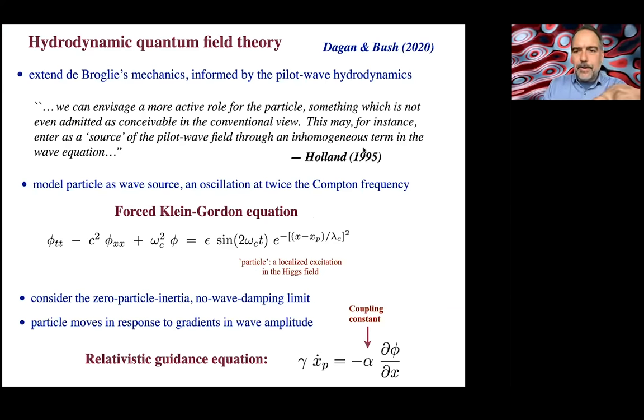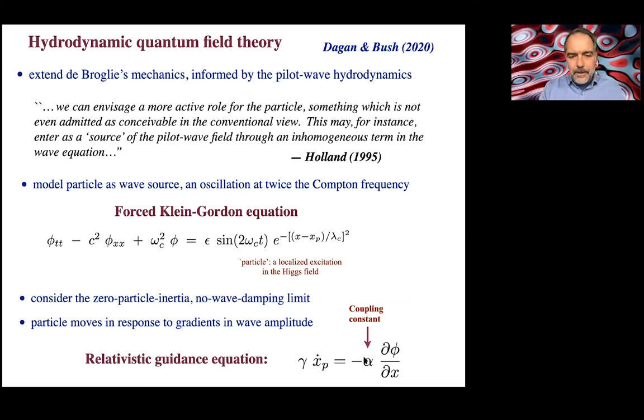This difficulty in these quantum pilot wave theories is pointed out by Holland in his book. He says we can envisage a more active role for the particle, something which is not even admitted as conceivable in the conventional view. For example, put a source term into the wave equation. So this is precisely what we do. We take the Klein-Gordon equation, as suggested by de Broglie, but we put in a localized forcing. So we force it on the Compton scale, and we force it at twice the Compton frequency. And we're moving towards the limit suggested by the hydrodynamic case, which is no inertia, no wave damping.